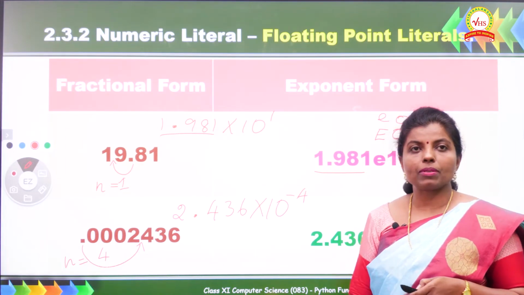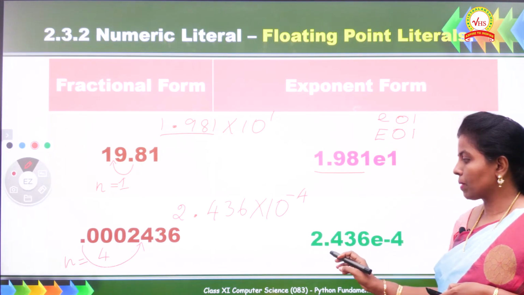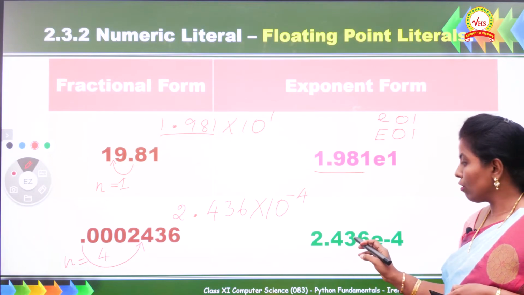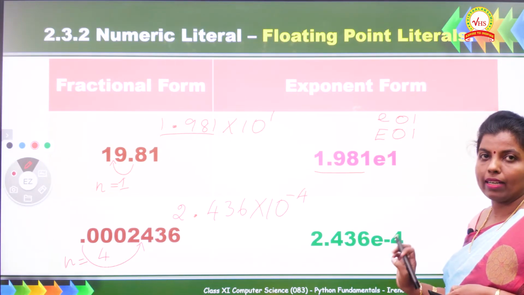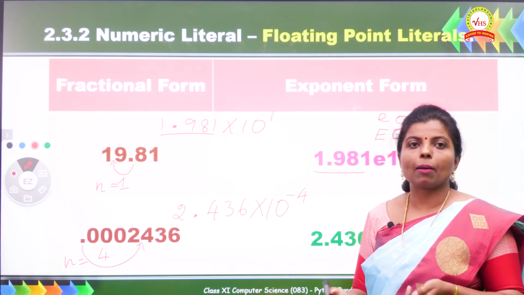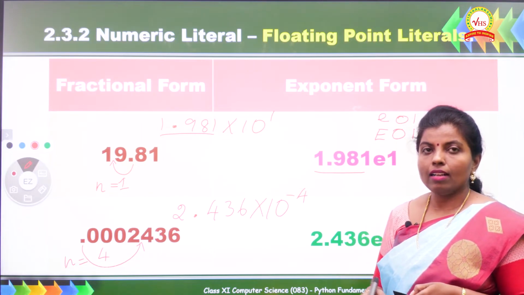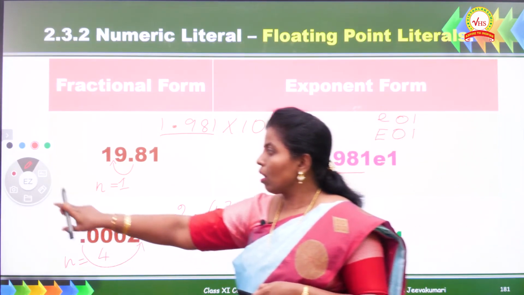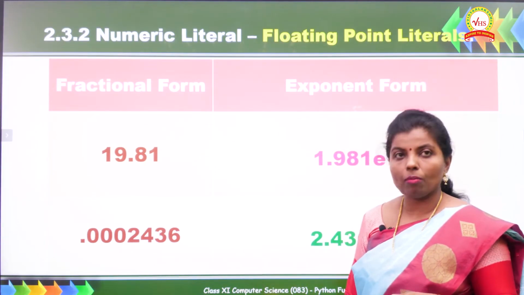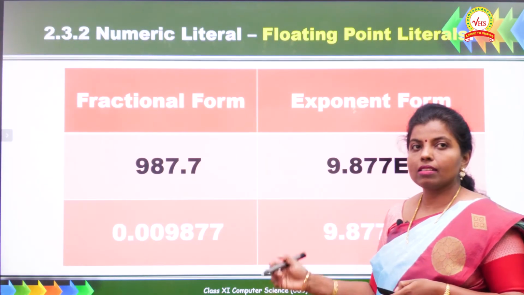How can this be represented in the exponent form? This can be represented as 2.436 e minus 4. Here also I can use capital letter or small letter for e. So, this is how we convert the fractional form into the exponent form. This is the final example.